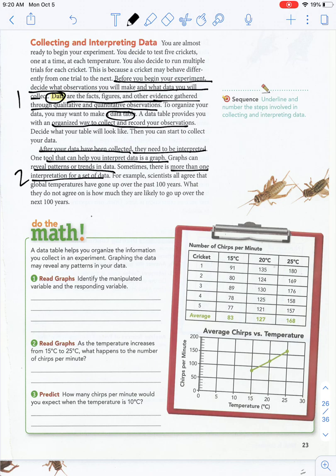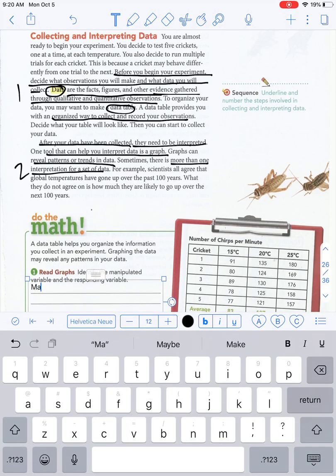Let's do the math. A data table helps you organize the information you collect in an experiment. Graphing the data may reveal any patterns in your data. So number 1, read graphs. Identify the manipulated variable and the responding variable. So remember, the manipulated variable is the variable that we change.